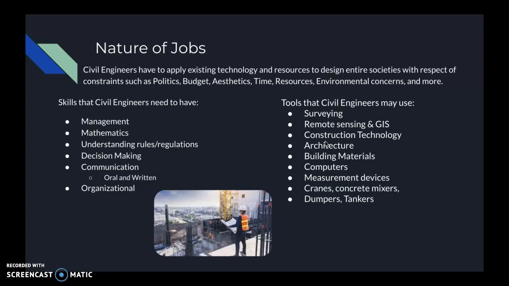Skills that civil engineers need to have. They need to have good management skills, mathematics skills, understanding rules and regulations, decision making, communication, oral or written, and organizational skills. Tools that civil engineers may use are surveying, remote sensing and GIS, construction technology, architecture, building materials, computers, measurement devices, cranes, concrete mixers, dumpers, and tankers.